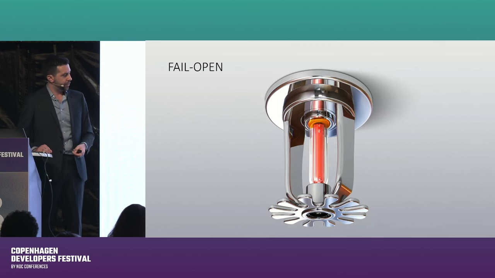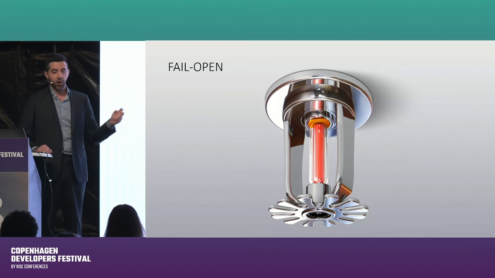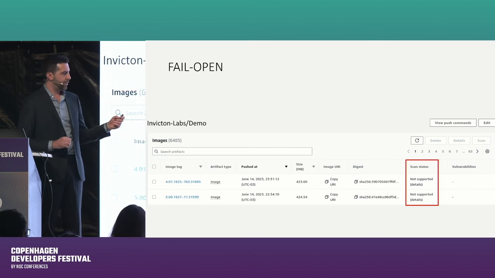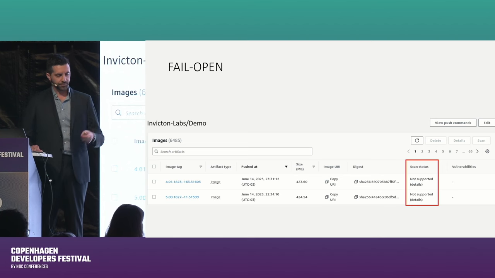I like a fire sprinkler as a simple example because if you break that and that vial shatters, it's going to open like the valve isn't even there, even if there's no fire. Fail open system. In software, an example that I see on a regular basis is Amazon's Elastic Container Registry.